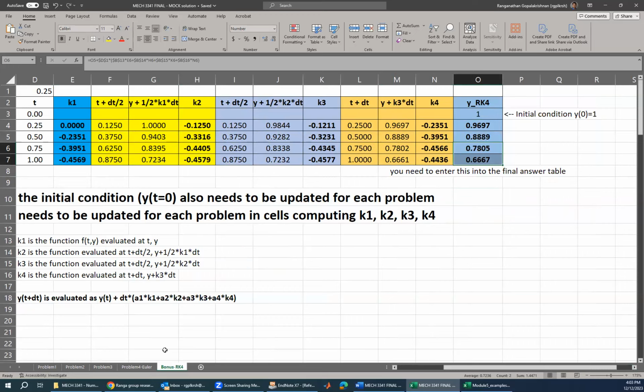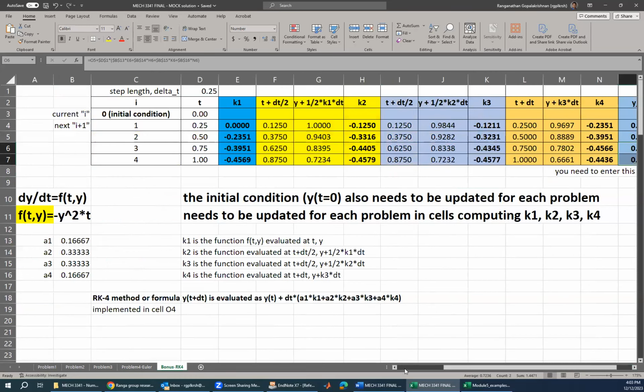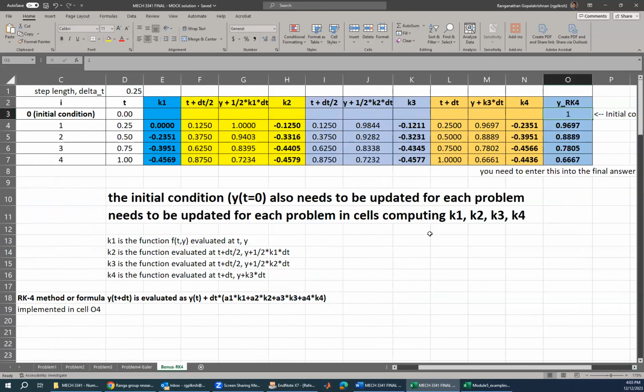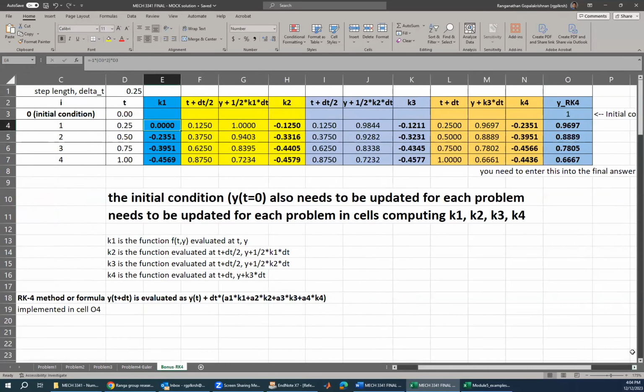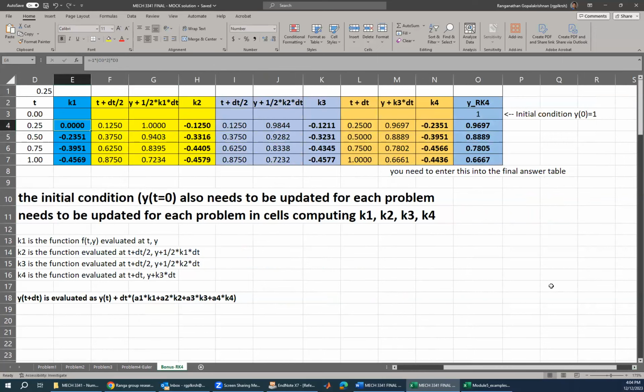But if you have this sheet and know how to change it for any given problem, what will change in a problem? This function will change, this time step will change, and this initial condition will change. The rest of the formulas are the same. Of course, you have to update the formulas for k1, k2, k3, k4 because those are specific to that problem. If this function were something else, you have to calculate k1 differently, that is, you have to punch in a different formula here. If you know how to use this sheet, you can use it for any problem. That's what I've been saying since the beginning.